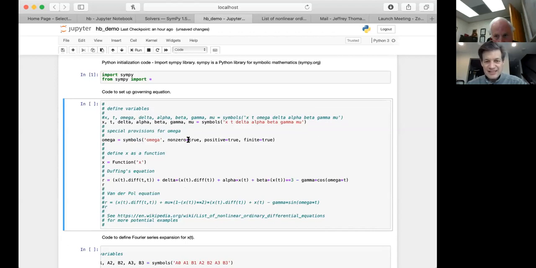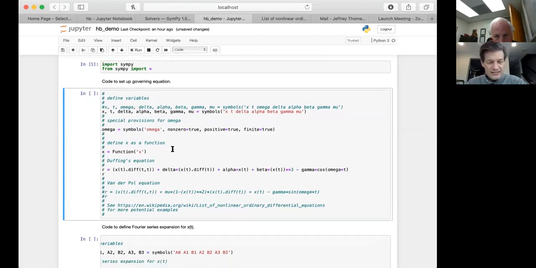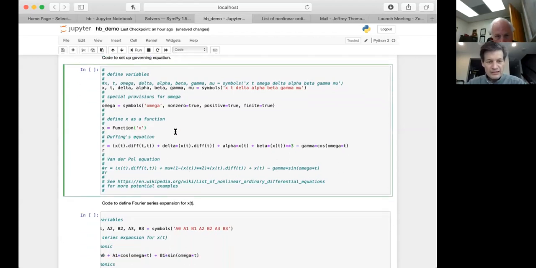It just makes the integration come out a lot cleaner because you tell it that omega is going to be positive and finite and not zero, so you don't get a division by zero issue. And then the next thing is that x equals a function, which says x is the thing that we're going to be solving for. So it enables you to take derivatives of x and so forth.